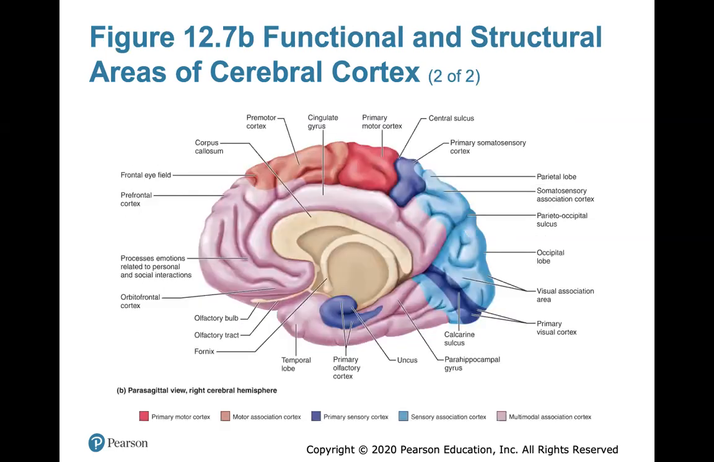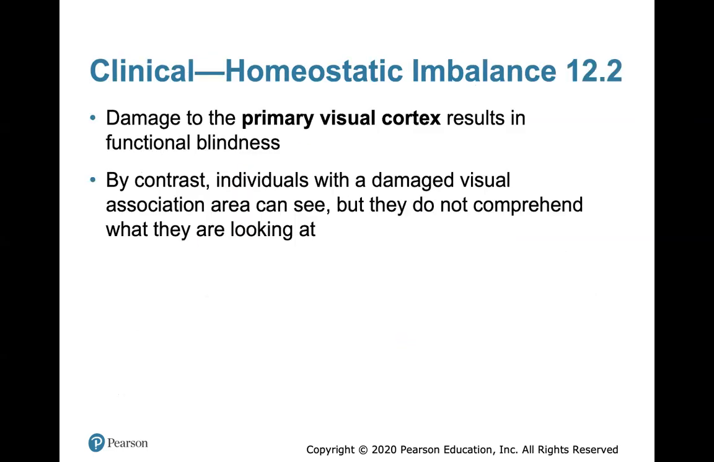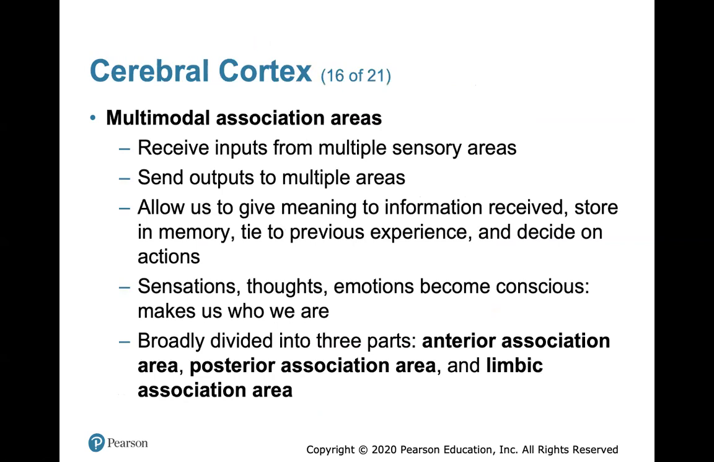All right, and again, some looks at the anatomy where it's located. If you have damage to your primary visual cortex, it results in functional blindness. By contrast, individuals with a damaged visual association area can see, but they do not comprehend what they're looking at. Multimodal association areas, I'm going to skip over these for right now. Again, more association areas that help to give meaning to information received, store it in memory, tie it to a previous experience, and decide on actions.